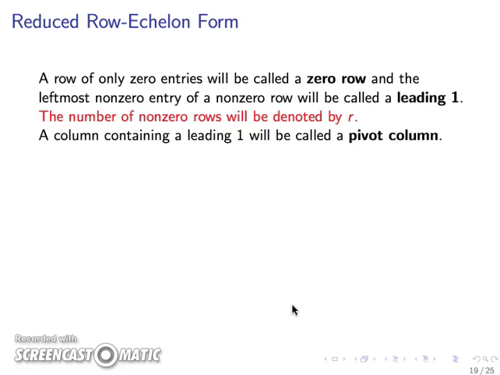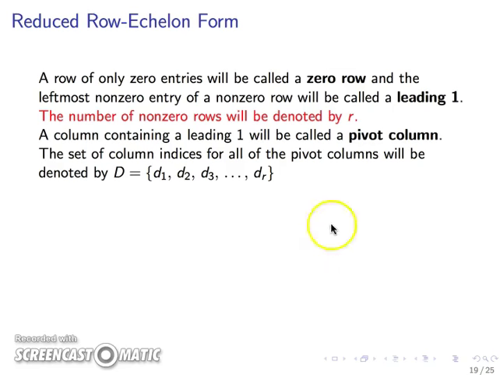A column containing a leading one will be called a pivot column, and here comes some notation that is going to be very important throughout, well, for a long time. The little r denotes the number of non-zero rows. And we are going to define a set containing indices. D1, D2, D3, these will be indices. And there are as many elements in this set as non-zero rows in the matrix, in the so-called reduced row echelon form matrix. So there is D1, D2, D3, all the way to D sub R.